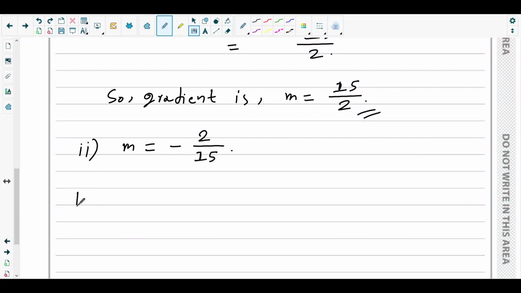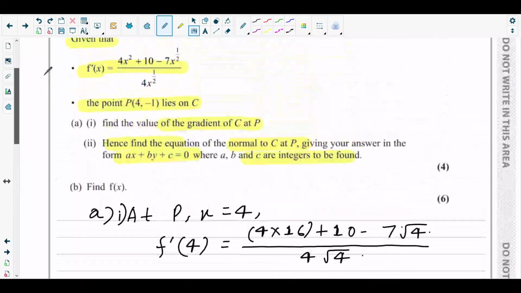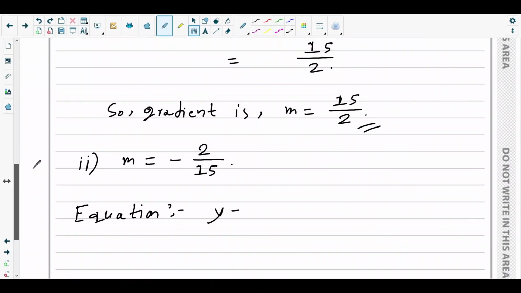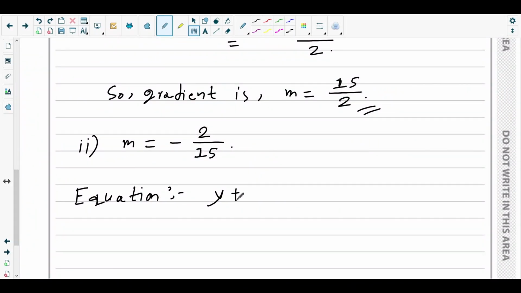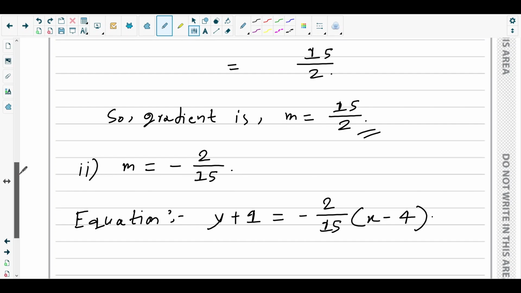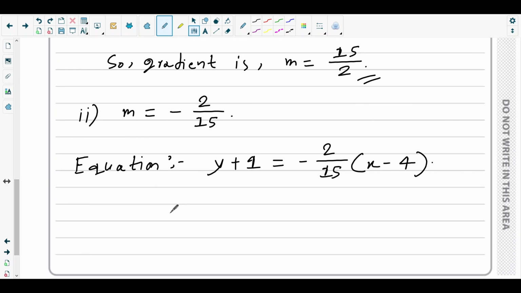They wanted the equation of the normal. So the equation would be y minus y1, where the y coordinate of point P is minus 1, so y minus (minus 1) will make it y plus 1. This equals m times (x minus x1), where x1 is 4. Since we know the coordinates of point P, which lies on the curve and on the normal, and we figured out the gradient of the normal using the gradient of the curve at point P, we can easily find the equation.